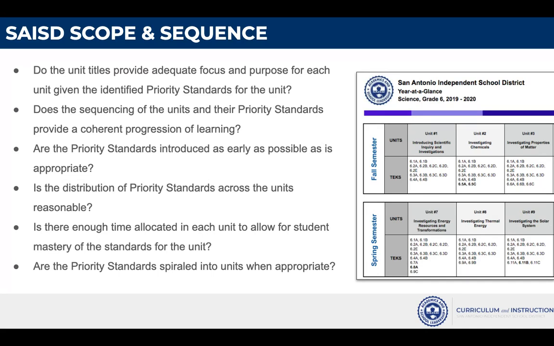Our scope and sequence can be found in our year-at-a-glance document. Some of the criteria we use to develop our scope and sequence is which priority standards should be introduced as early as possible. How can we spread them out so there's not too many priority standards in each unit? How can we make sure that the titles of the units really target the deep learning that needs to happen as a result of the priority standards placed in that unit? And where can we spiral each priority standard so that we can ensure there's an opportunity for students to build on initial learning through applying their learning in novel situations and in different contexts?